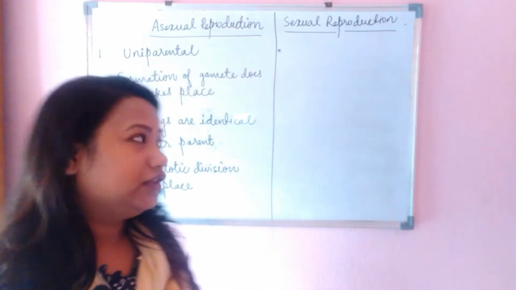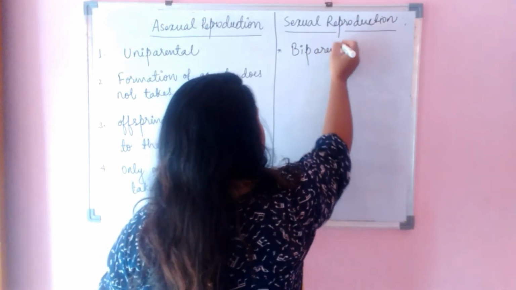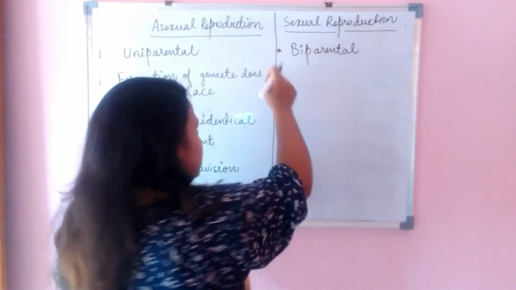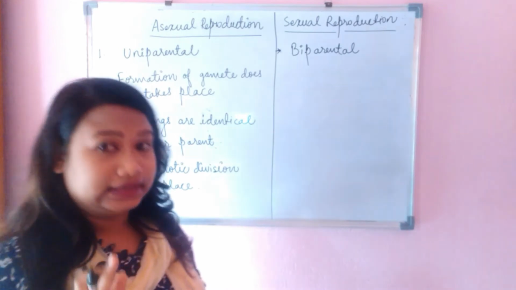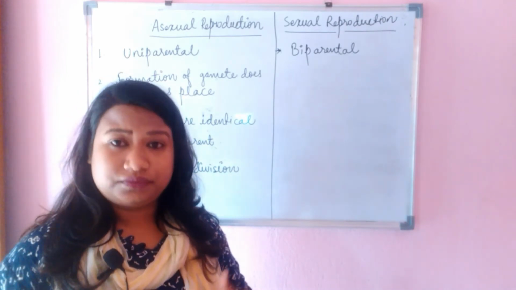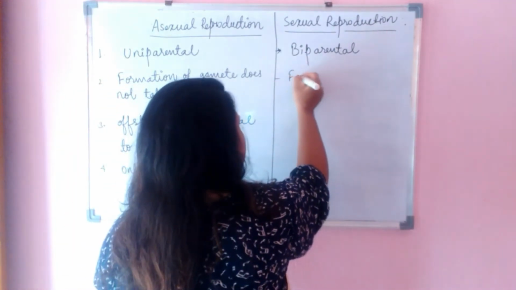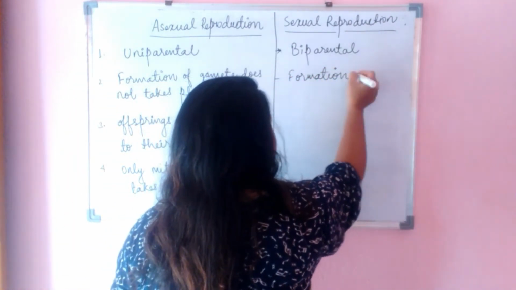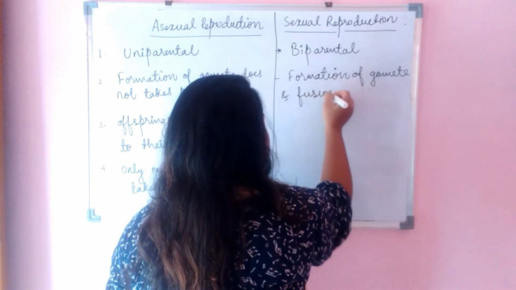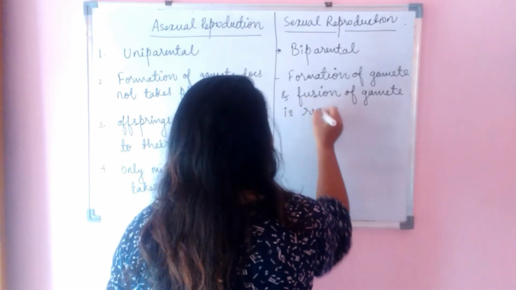So if we compare both, we'll find that sexual reproduction is biparental, because in this type two parents are required, and formation of gametes takes place. Formation of gametes is required because in this type of reproduction fusion of gametes is essential, so formation of gametes and fusion of gametes is required.